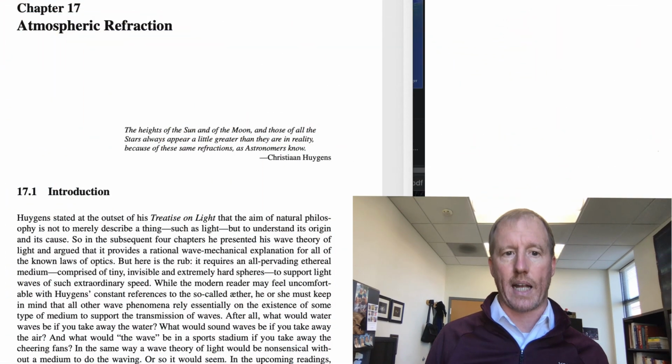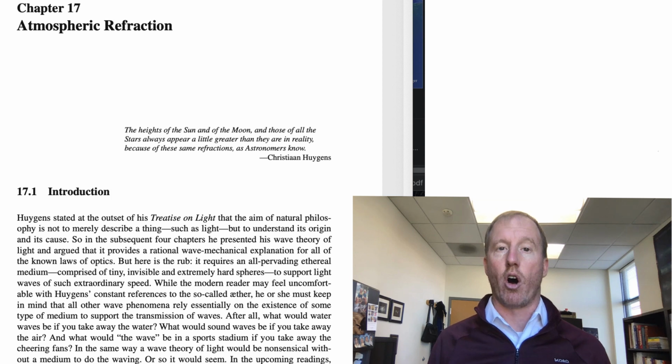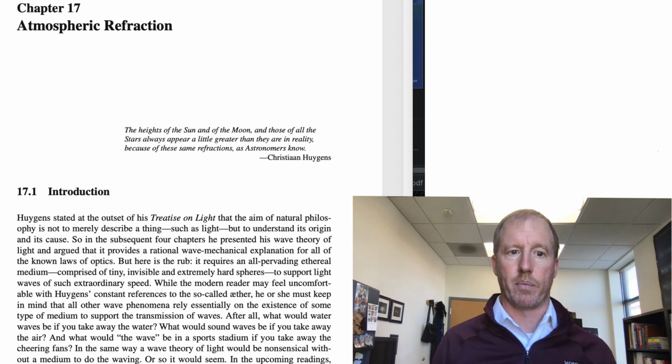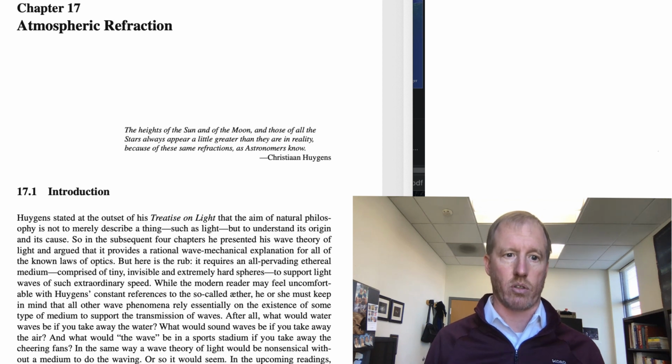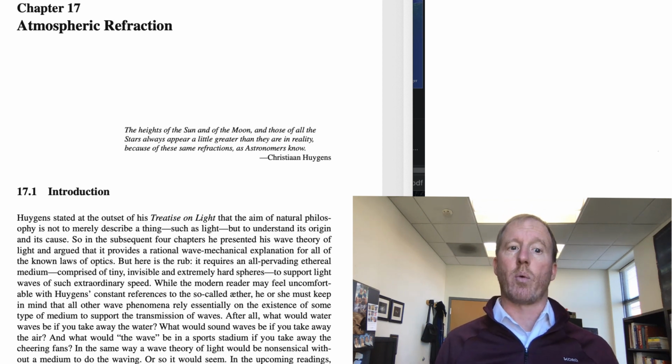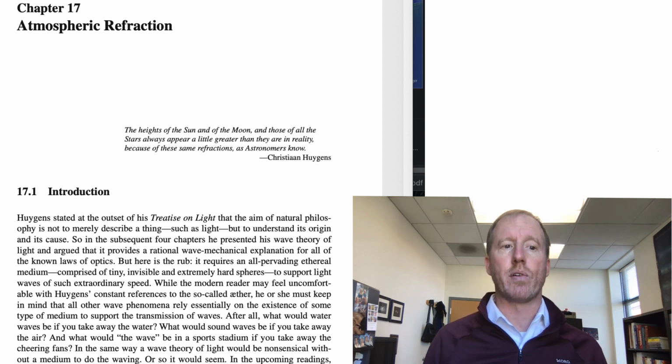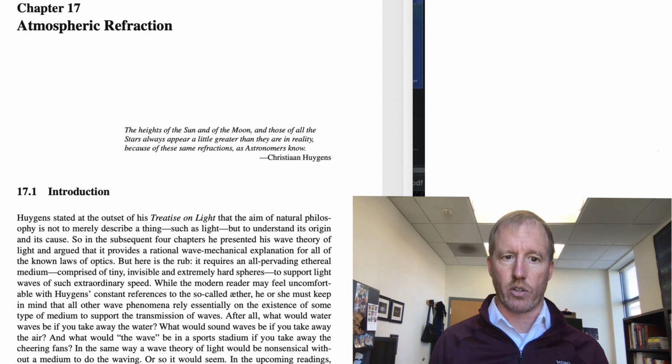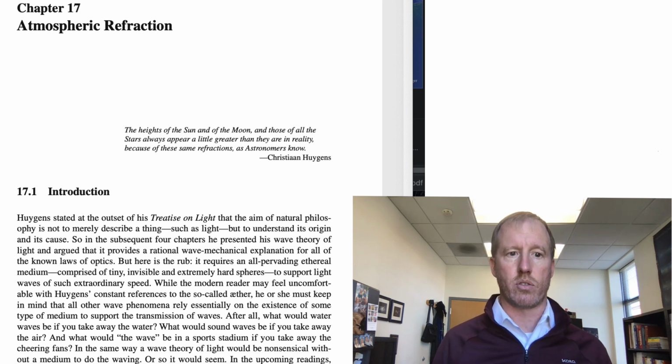In the subsequent four chapters, he presented his wave theory of light and argued that it provides a rational wave mechanical explanation for all of the known laws of optics. So you might remember the law of reflection, the law of refraction, and so on. But here's the rub. Huygens' theory required an all-pervading ethereal medium comprised of tiny, invisible, and extremely hard spheres to support light waves of such extraordinary speed.